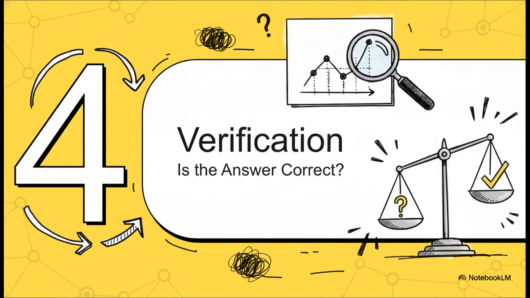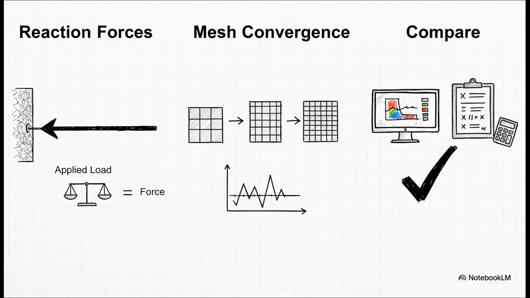So we have our results, we've even calculated our factor of safety, but we are not done yet. A simulation is just a prediction, and any good engineer knows you have to ask the most important question. Is this prediction actually correct? Verification is absolutely key. So how do we double-check our work?